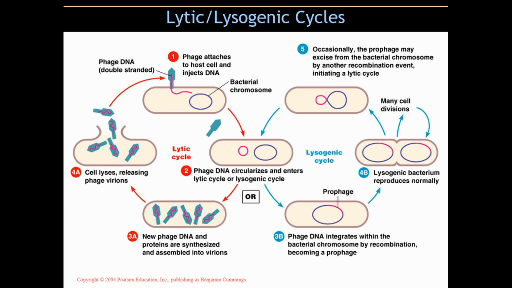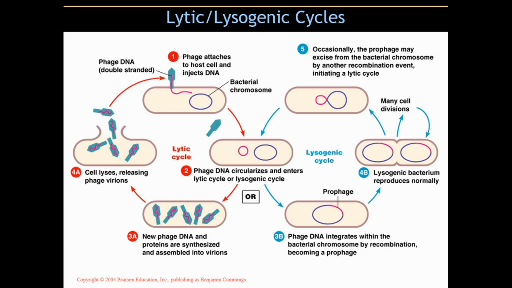Occasionally the prophage DNA may excise or remove itself from the bacterial chromosome by another recombination event, initiating a lytic cycle. So then it could go down into the middle and then go over to the lytic cycle. And if you have a whole bunch of bacterial cells that have the prophage DNA, replicating and dividing, and then they enter the lytic cycle, that is disaster for the bacterial cells. And this is how prophages do their damage.